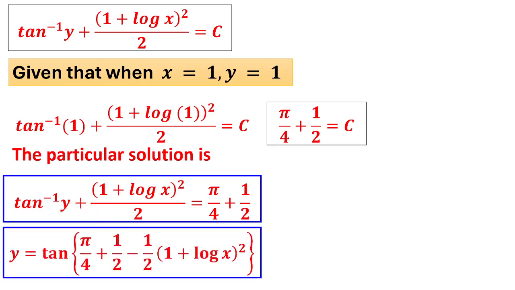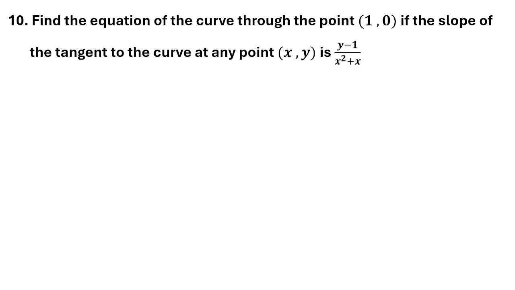Tan inverse y is equal to pi by 4 plus (1 minus (1 plus log x) whole square) by 2. Therefore, y is equal to tan of the right hand side. Go to question number 10.